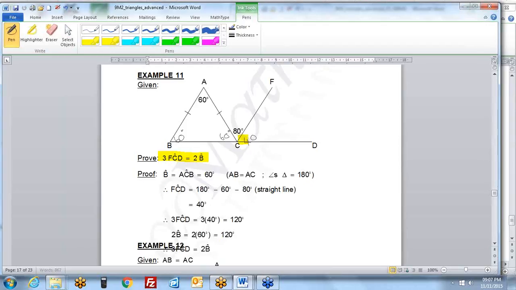And then, as mentioned over here, 3 times angle FCD, which is 3 times 40, gives you 120, must be equal to 2 times angle ABC, which is 60. So 2 times 60 gives you 120, and that's what they asked you to prove. So there you go.